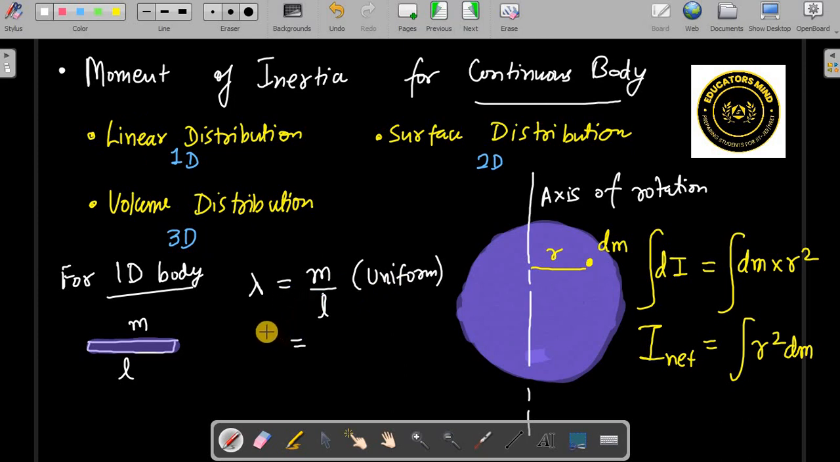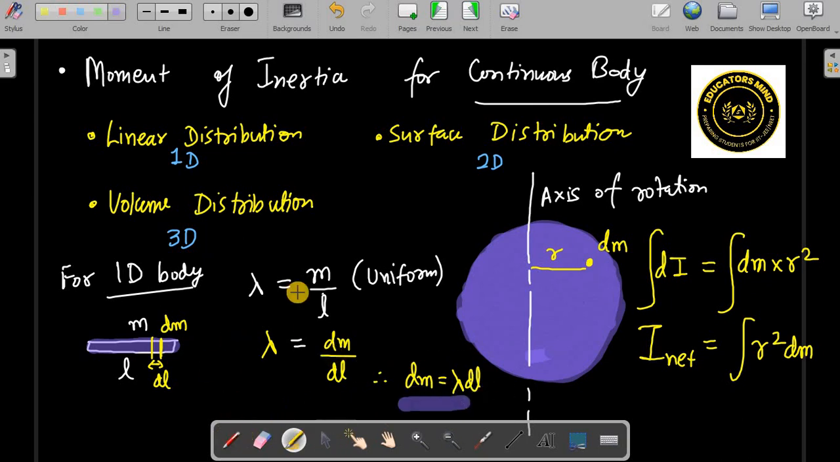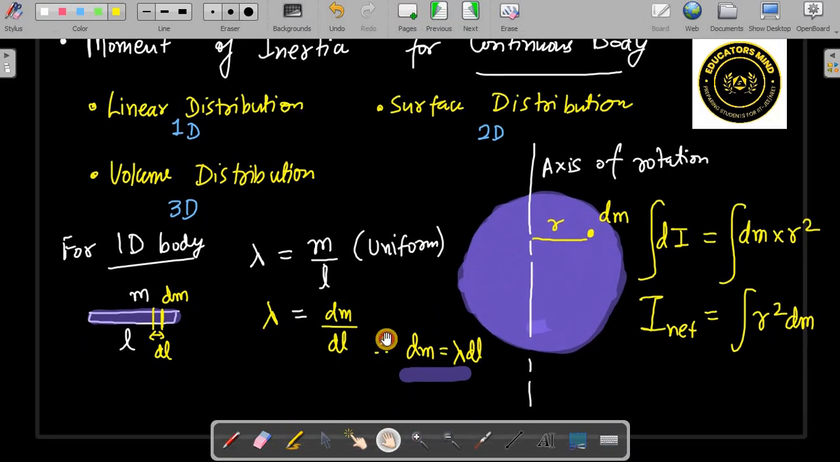Or you may also write this for a small element. If you cut a small element here, this length is dl and its mass is dm. So this ratio dm by dl is still valid for this. So you can calculate from here the small mass dm is lambda dl. Okay, like this we can do. In the same manner for a two-dimensional body also we can do the calculation.